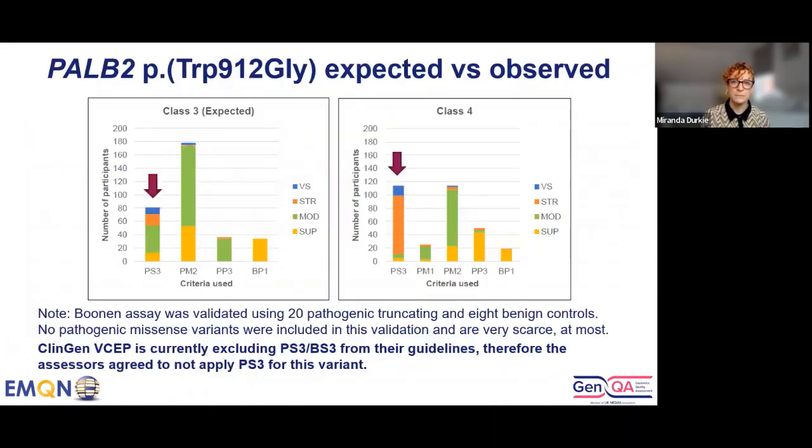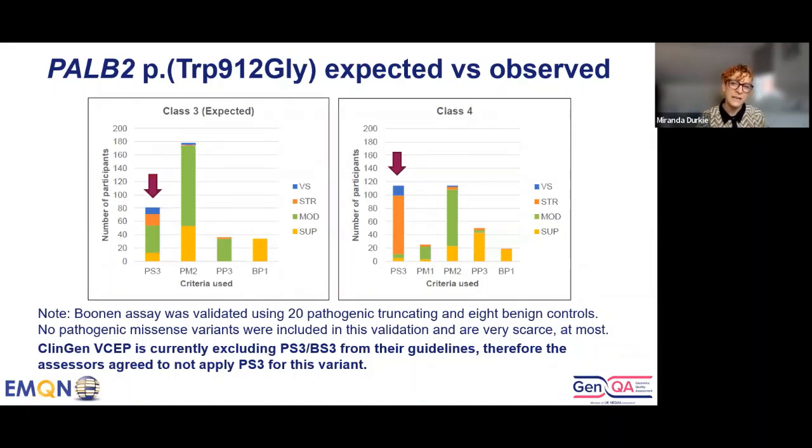So when we look at expected versus observed, you can see that for class 3, as expected, a smaller number of participants have used PS3, and those that have tended to use it at the reduced strength of moderate. Whereas when we move to those that classified it as class 4, a higher proportion used PS3, and the majority of them applied it as strong or even very strong in some cases.